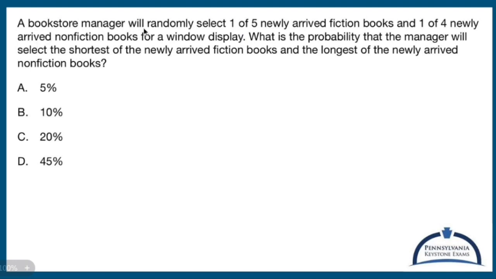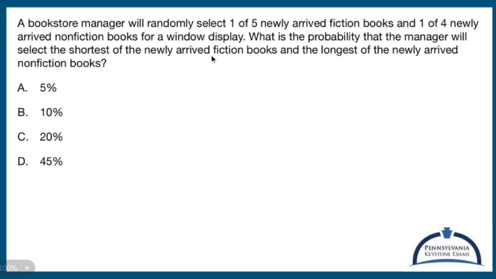A bookstore manager will randomly select one of 5 newly arrived fiction books and one of 4 newly arrived non-fiction books for a window display. What is the probability that the manager will select the shortest of the newly arrived fiction books and the longest of the newly arrived non-fiction books?